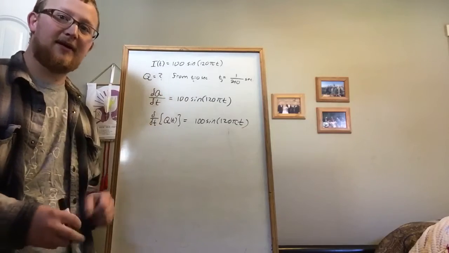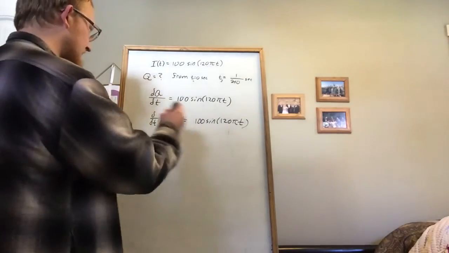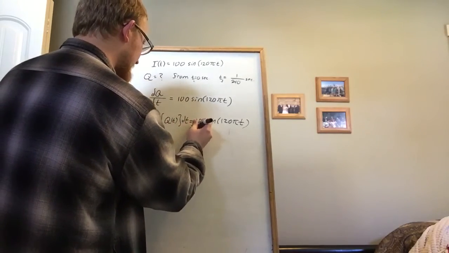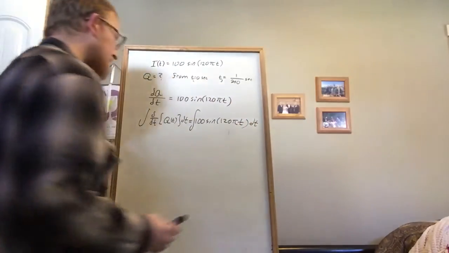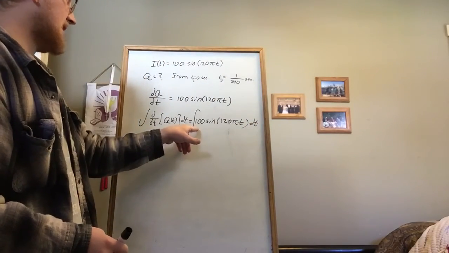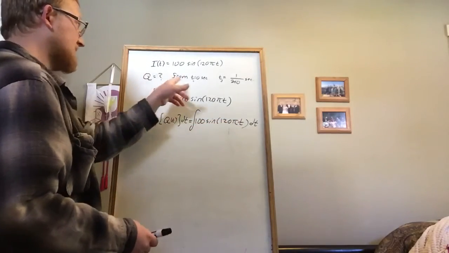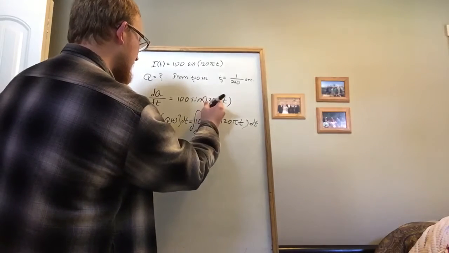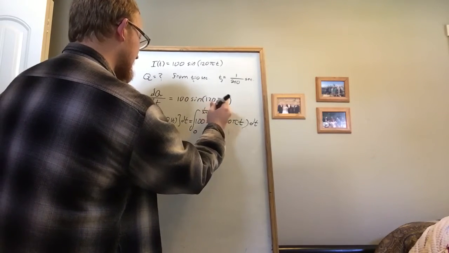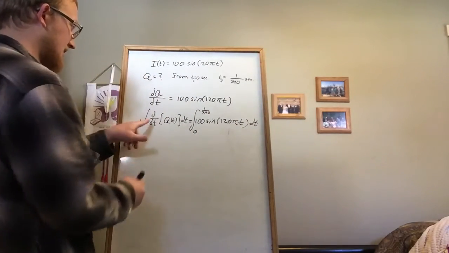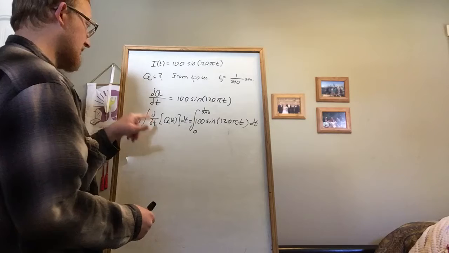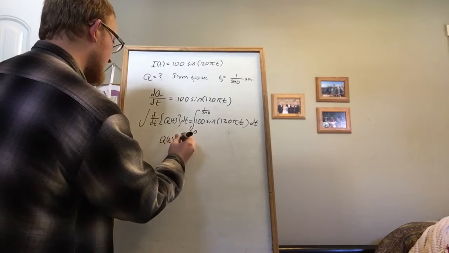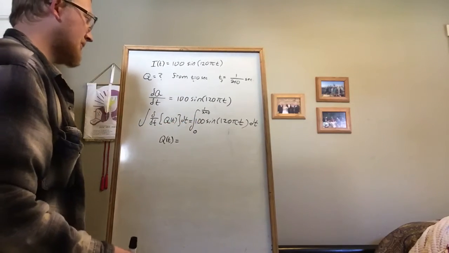Alright, and how do we find the opposite of the derivative? We're going to integrate both sides with respect to t. And what will our bounds be on this side? Well, our bounds are going to be in terms of time, so it's going to be the time initial to the time final. So we're going from 0 seconds to 1/240th of a second. And the integral of the derivative with respect to t of q of t is just q of t.